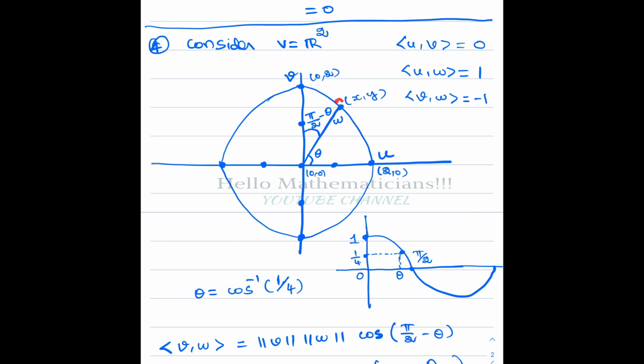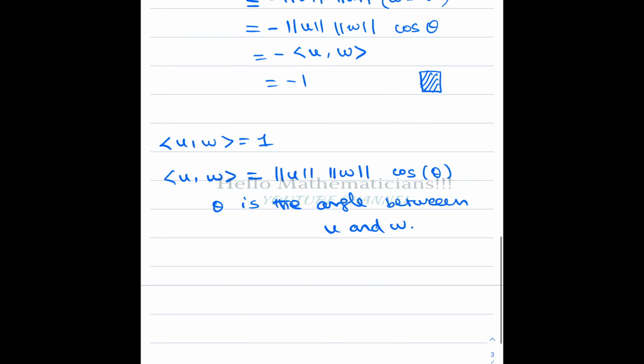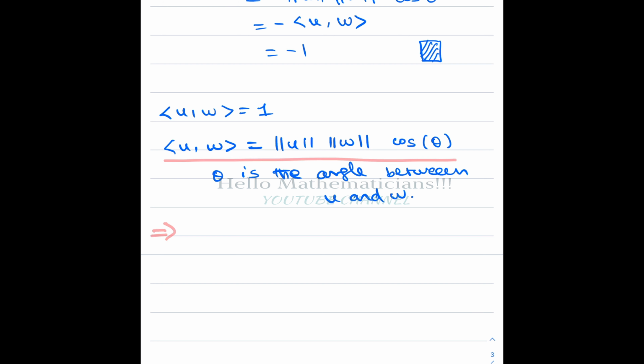For example, if I take a W, this is my W here, then this angle between U and W is what we call theta. Okay, right. Then this is the definition of inner product. Now this implies inner product U comma W equals norm U, which is 2, times norm W, which is also 2, times cos theta. Correct. So inner product U comma W, we know it is 1.